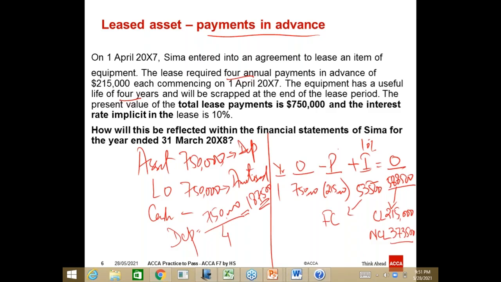So in the question they said the 4 annual payments. So should it not be 215 into 4? 215 into 4 means I didn't get the question. Yeah, if this is the arrears question, actually there is no issue cost of the lease. That's why we don't need to deduct anything from here.